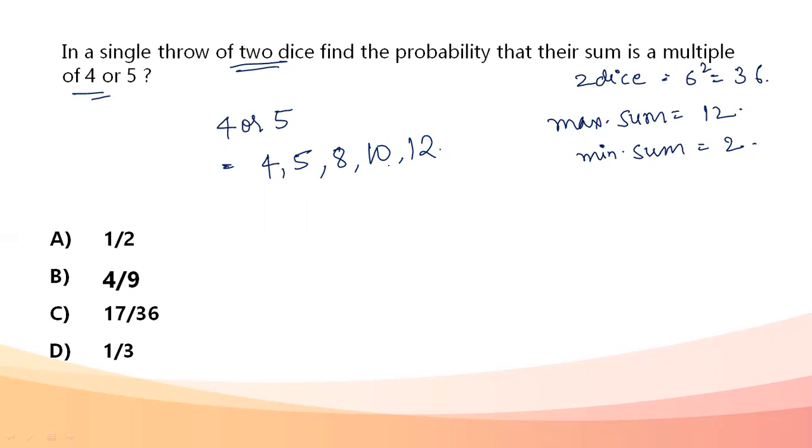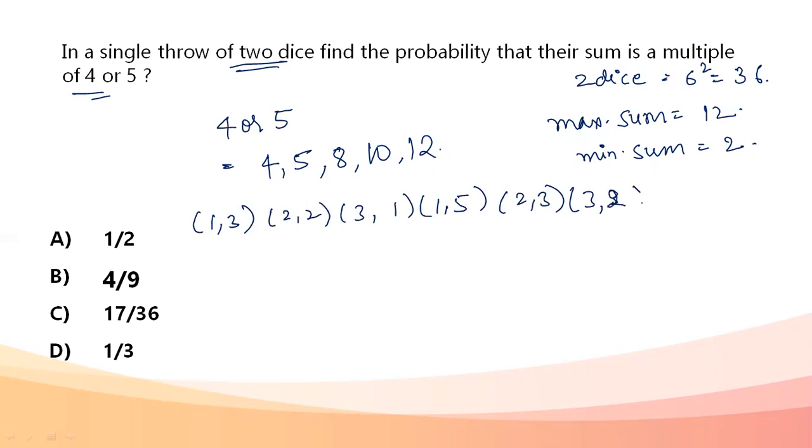Let's see what the possibilities are that I can have. So I need first 4. I can form 4 by using 1 comma 3, 2 comma 2, 3 comma 1. Okay, now if I need 5, I can form 5 by 1 comma 4, 2 comma 3, 3 comma 2, 4 comma 1 will also give me 5. 5 comma 0 is not possible. I'm not marking coordinates on an x-axis, I'm marking the dice options.